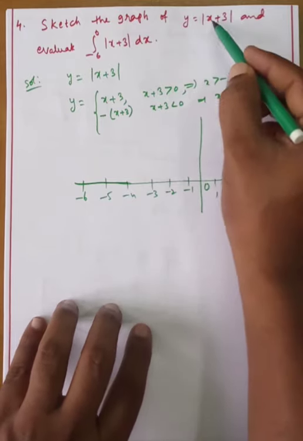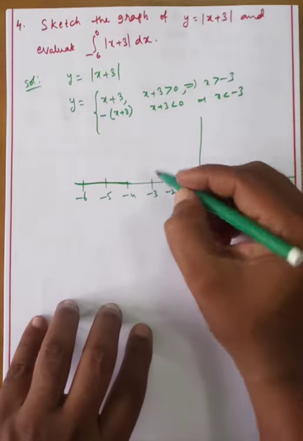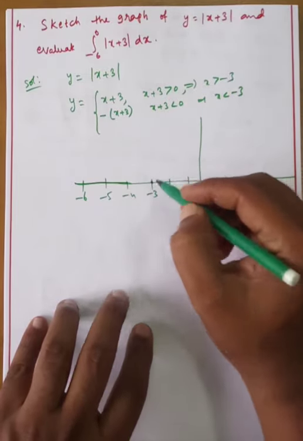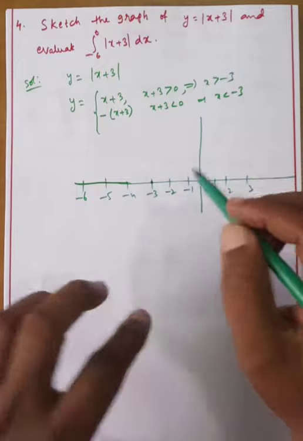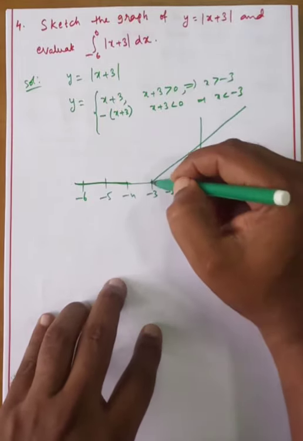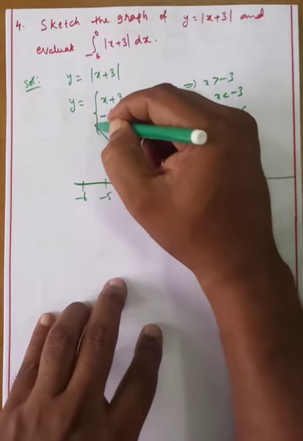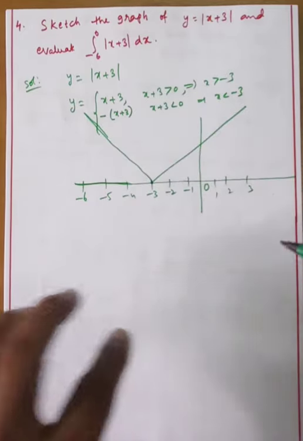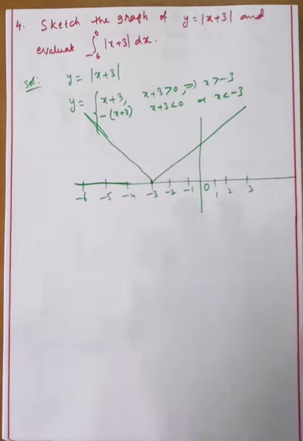Here it exactly intersects the x axis at the critical point, x is equal to minus 3, here in this place, 100%. Now from this one to this side it goes in this way, and this side goes in this way, always in this way, a V shape. The curve of mod x is always a V shape. Okay, this is the diagram for this one.